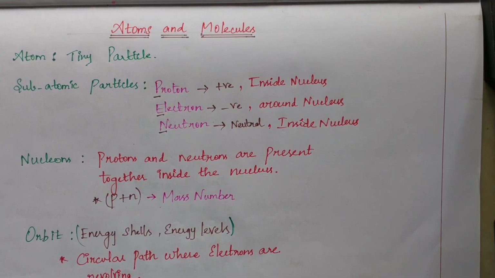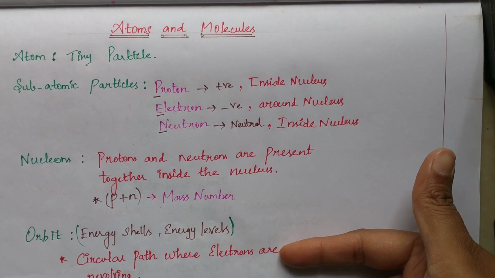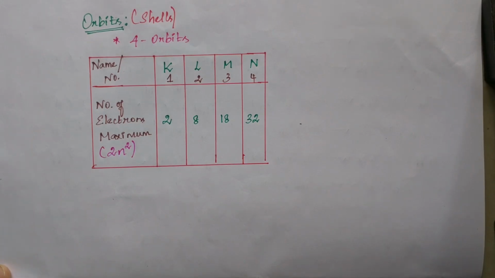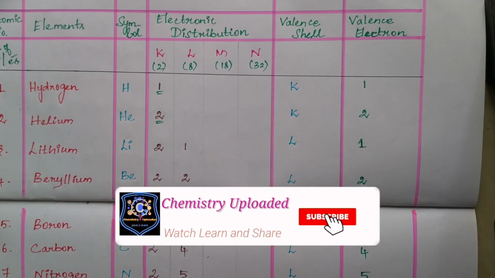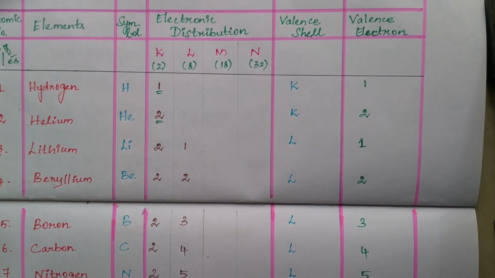Here is the summary. Today we learned what is an atom, subatomic particles and nucleons, orbits and how many orbits, the maximum number of electrons in the K, L, M shells, and how to find the valence electrons for each atom.